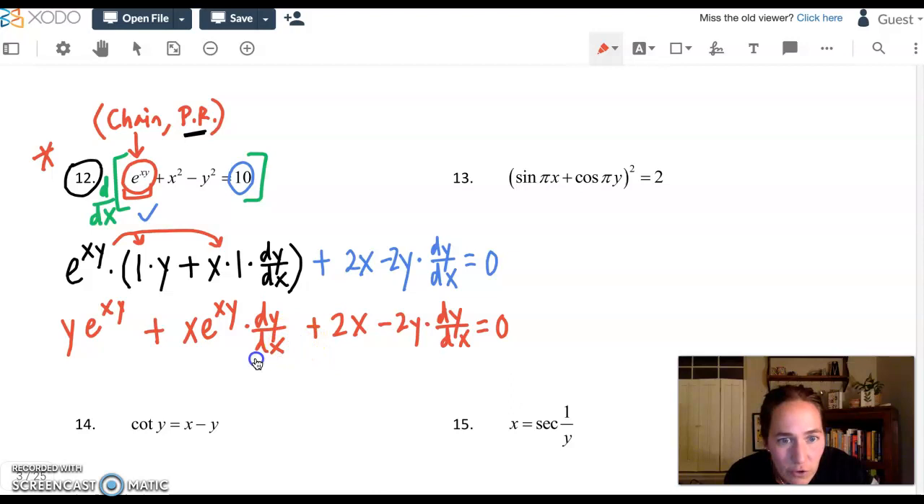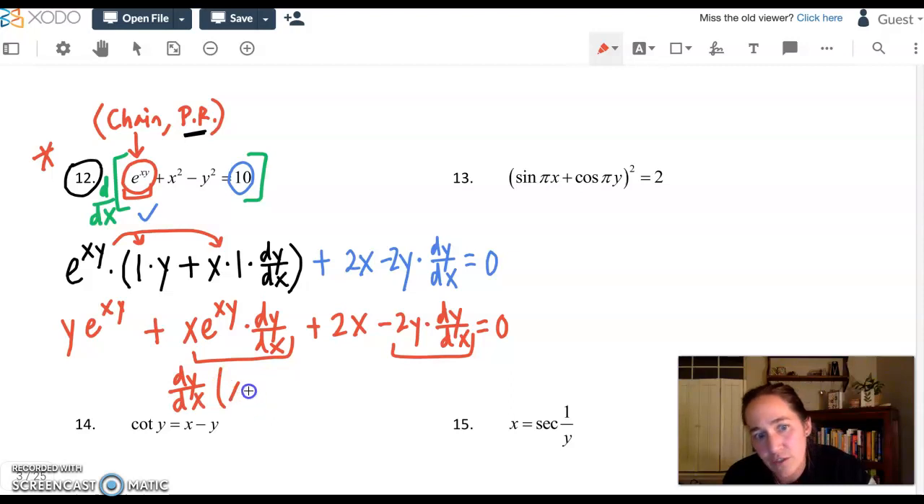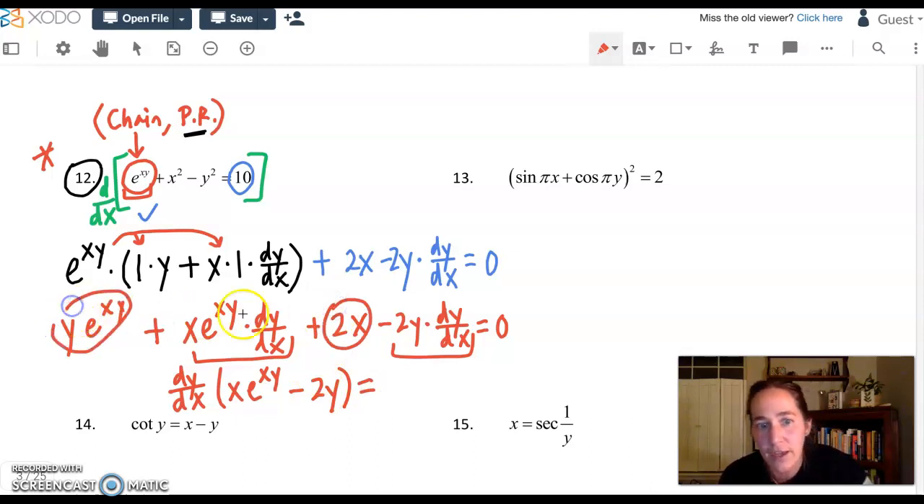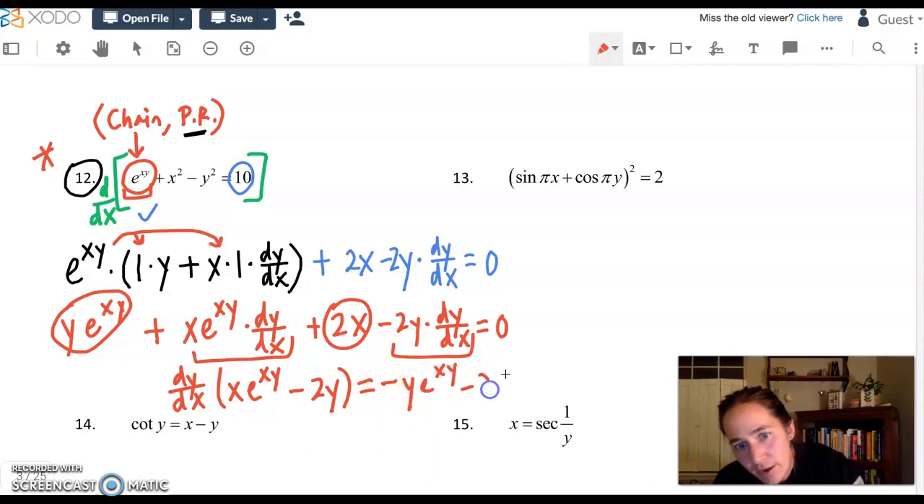So these two terms are going to stay on the left. They both have dy dx's. So I'm going to GCF out a dy dx, and in parentheses have their coefficients. So x e to the xy, and then minus 2y, I believe, should do it. What does it equal? Well, here are these terms which get subtracted over to the other side. So negative y e to the xy, and then minus 2x.